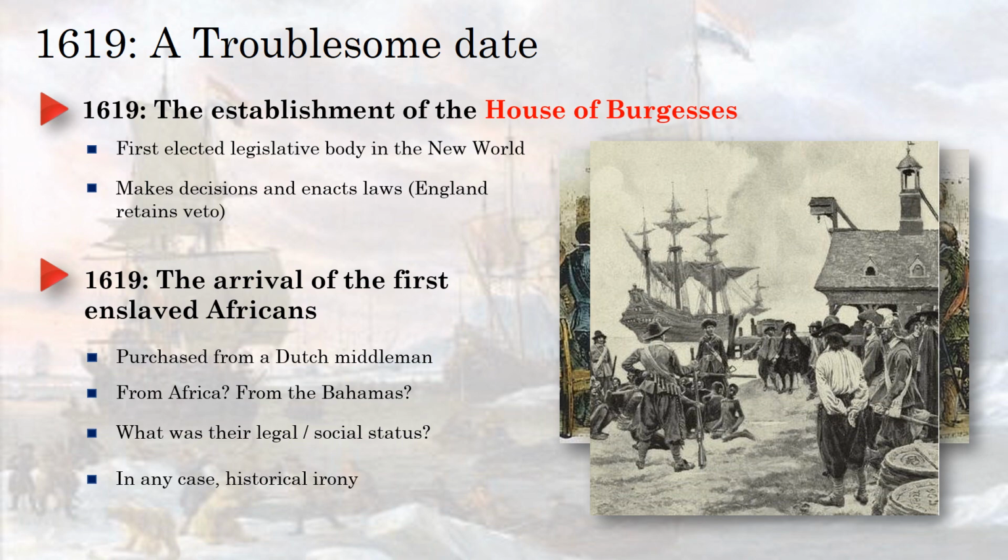Well, however you look at it, it is a historical irony that 1619 saw the beginnings of American democracy, which we generally think is a good thing and something that's prized within the American identity. And it's also the beginning of American slavery. So it is a troublesome date for us.